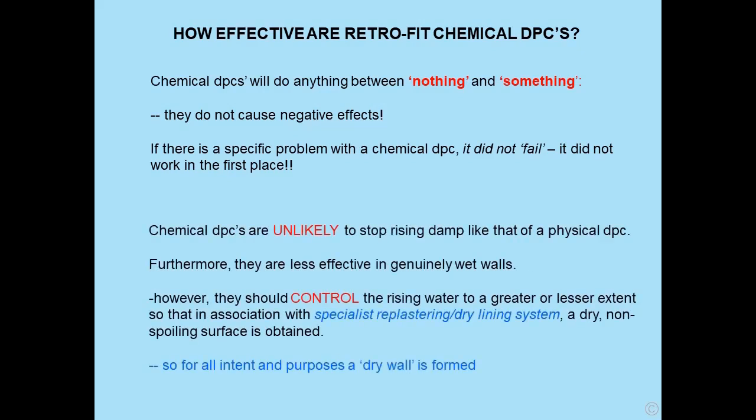Chemical damp-proof courses are unlikely to stop rising damp like that of a physical one. Furthermore, they are less effective in genuinely wet walls. My experience is the wetter the wall, the less likely they are to be effective. However, they should control the rising water to a greater or lesser extent, so that in association with specialist replastering and deep dry lining systems, a dry non-spoiling surface is obtained. So for all intents and purposes, once we've got to this stage, we have visually a dry wall.